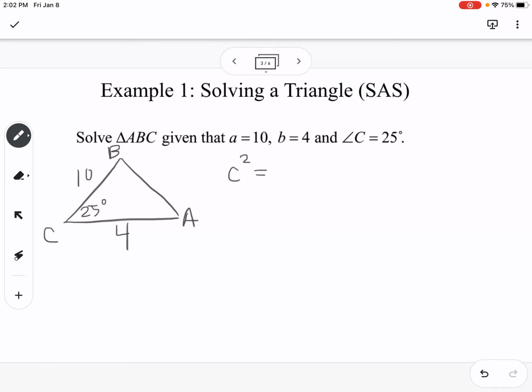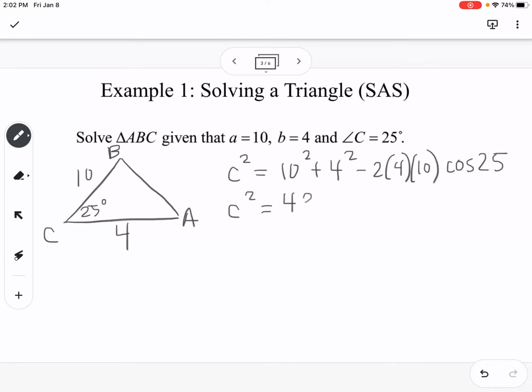So it would be 10 squared plus 4 squared minus 2 times 10 times 4 times cosine of 25. When we do that, we get that C squared is 43.495, and then you take the square root of that, and we get 6.6. Again, be careful of what you're rounding to. So that side is 6.6.